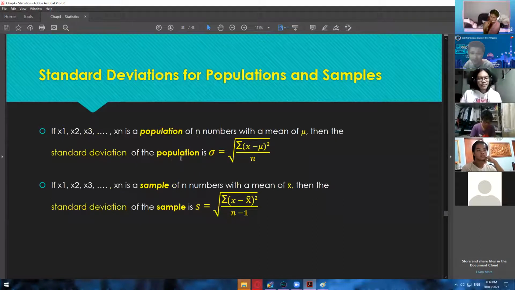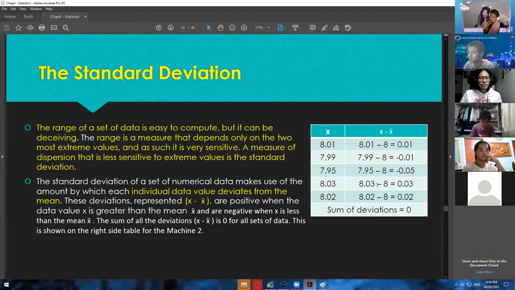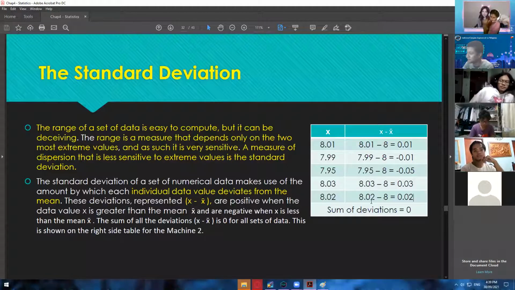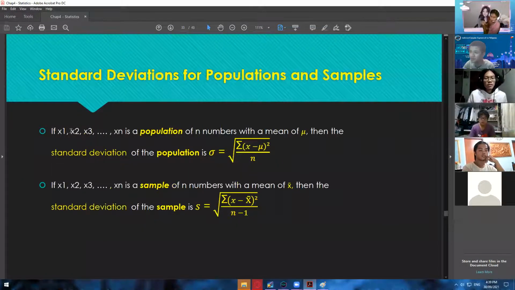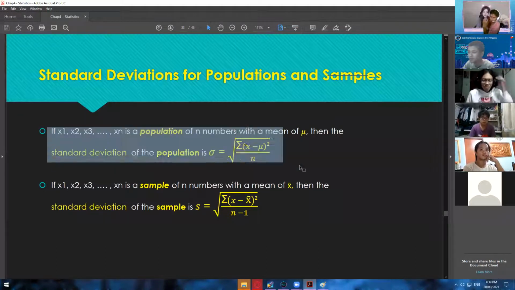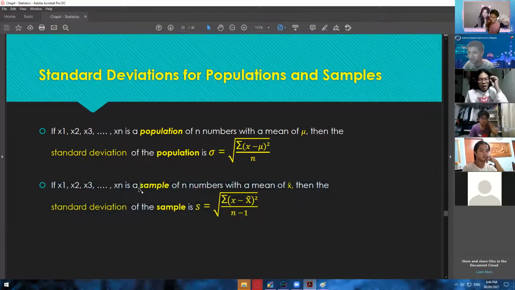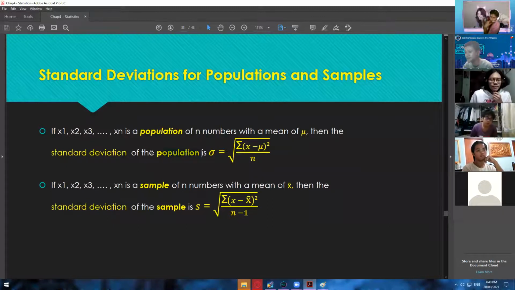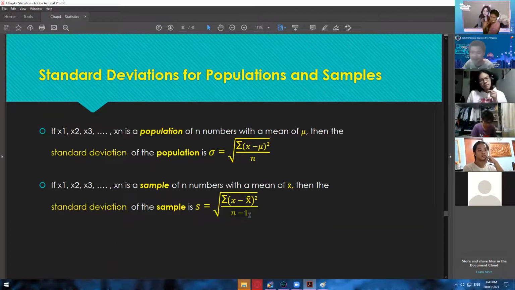So we have here the formula, another step. It didn't end on this part. This is just the first step. So we have here the standard deviations for populations and then samples. For the population, we have this one, and for the sample, we have this one. Both of them are the same in solving the standard deviation. However, if it's population, all you need to do is divide that one by n. But if it's sample, all you need to do is divide this one by n minus one. So those are their main differences.